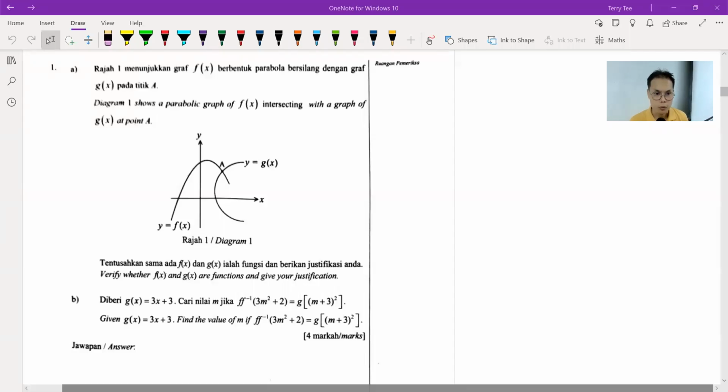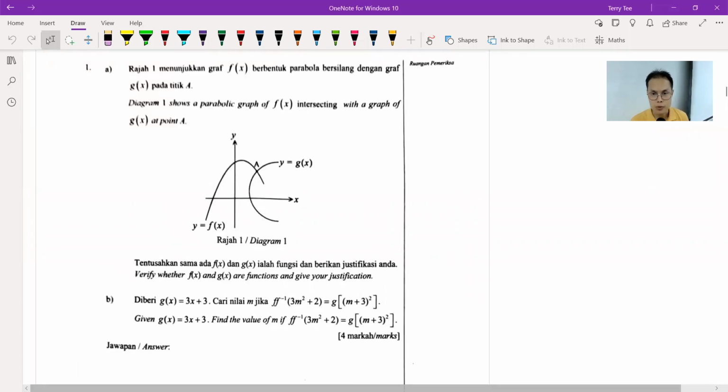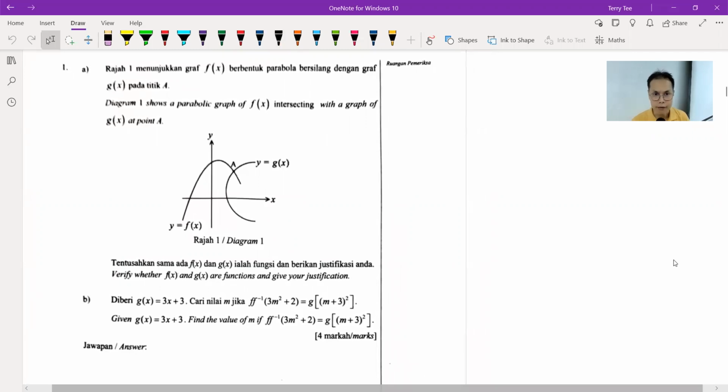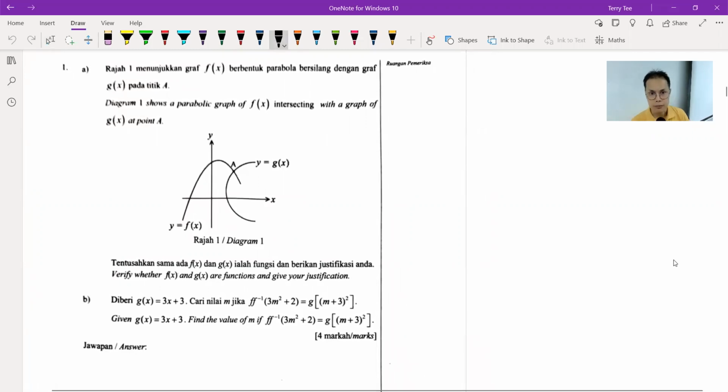Okay, let's begin with question number 1. This question is from the chapter Function. The first part asks you to determine whether f(x) and g(x) are actually functions and give justification. You can see from the diagram that the first graph for f(x) is a curve this way, and g(x) is a curve in this direction.